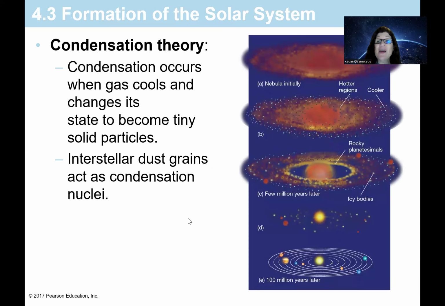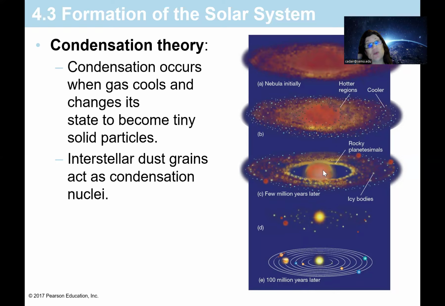But the condensation theory added on to that. Condensation occurs when gas cools and changes its state to become tiny solid particles. Interstellar dust grains act as condensation nuclei. So basically that adds in temperature. The reason why the inner planets are rocky is because it was too hot for the gas to collect.